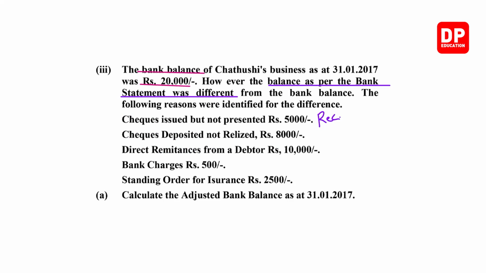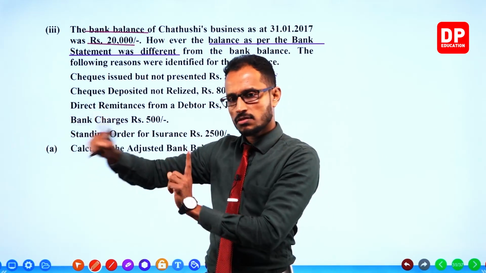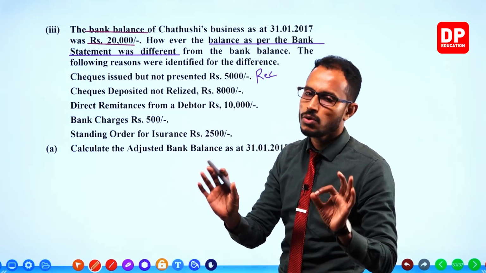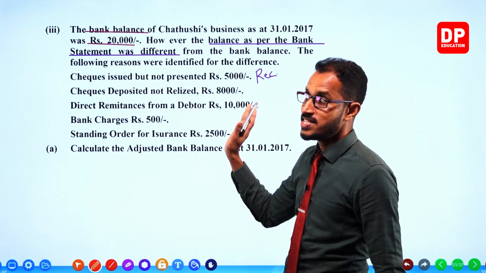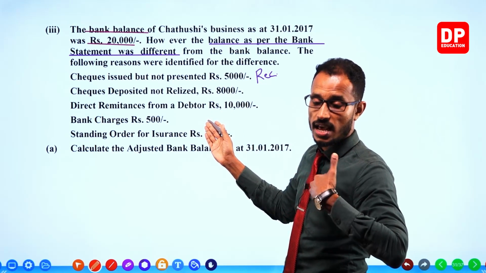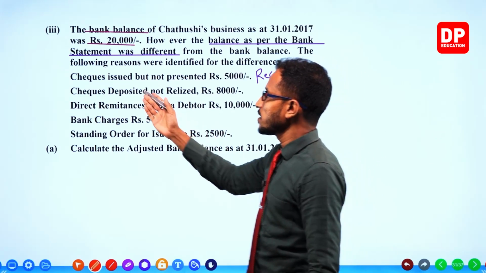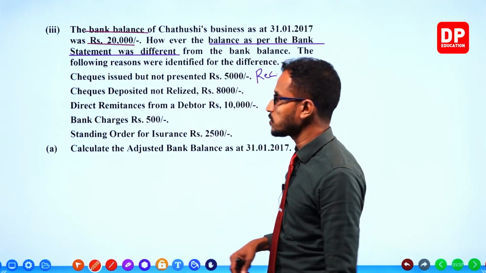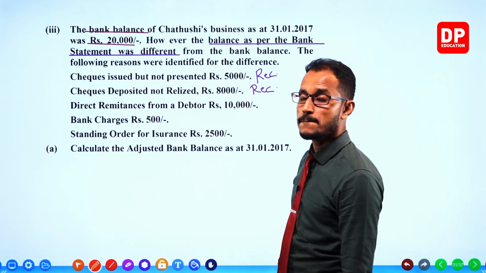Checks deposited, not realized, 8,000. We have sent these checks to the bank to deposit. That means those checks are already recorded in our business bank account. So these 8,000 should not go to the adjusted bank account. No need to record again, because when we send checks to the bank, we record them in our bank account. They should be included in the bank rec.